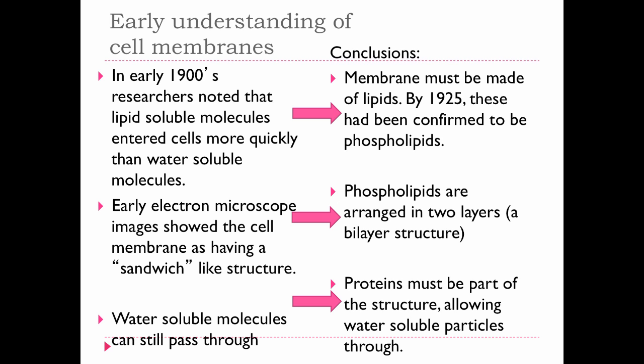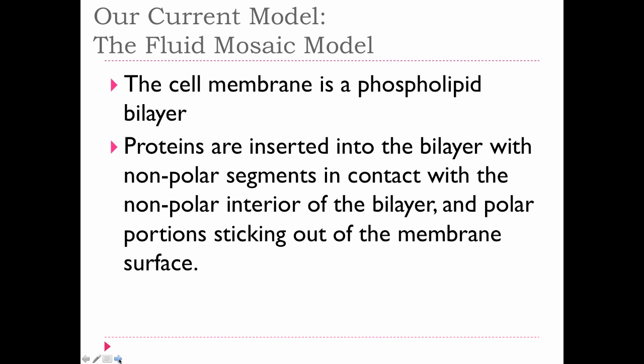Early electron microscopes showed that image that we looked at on the previous slide, that sandwich-like structure. So that suggested that the phospholipids were arranged in two layers, what we call a bilayer. And we also know that water-soluble molecules can still make it into the cell. So there must be a protein or some sort of structure that allows water solubles to make it through the nonpolar lipid tails. So we call that a phospholipid bilayer, and then the proteins inserted into the bilayer ensure that polar molecules can make it through.